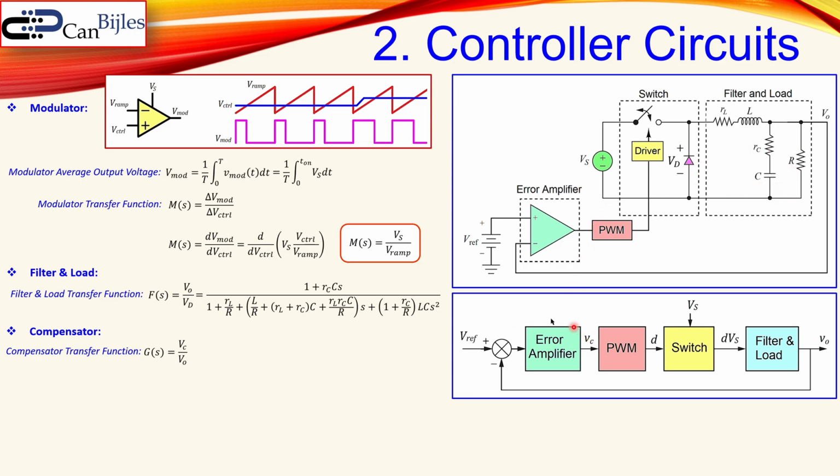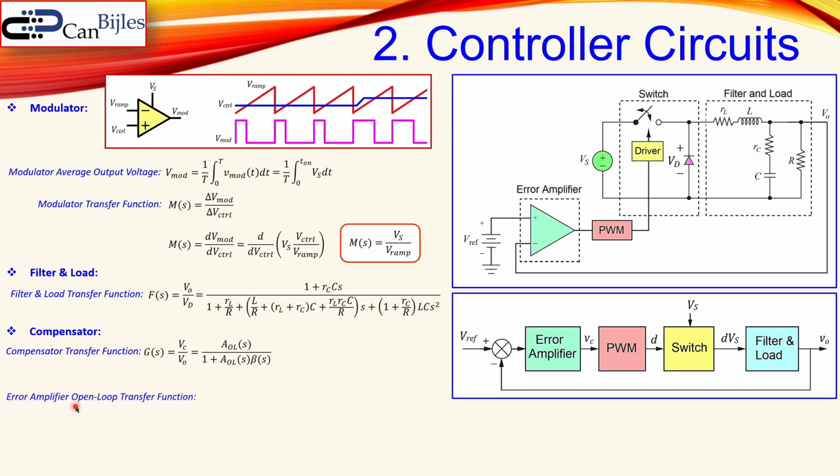The compensator itself we need is G(s), which is actually the error amplifier, so that is VC over VO. Everything is of course in the Laplace domain here. But we are also looking at the error amplifier itself, which has an open loop transfer function, also depending on the frequency. And there is also this feedback element around this error amplifier, so that is also what we need to consider.